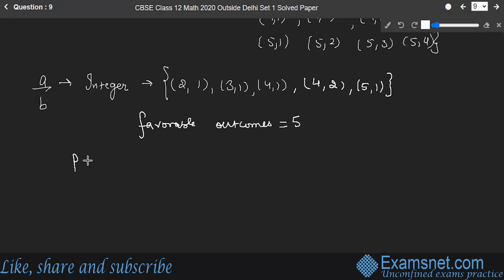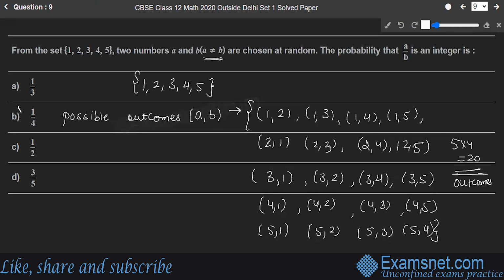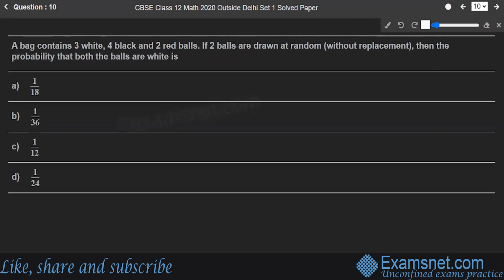So the required probability that A upon B is an integer becomes favorable cases, which are 5, upon the total cases, which are 20. That means 1 upon 4. This is the correct answer to the question, which makes option B the correct answer. Hope you got that. Let's move to the next question.